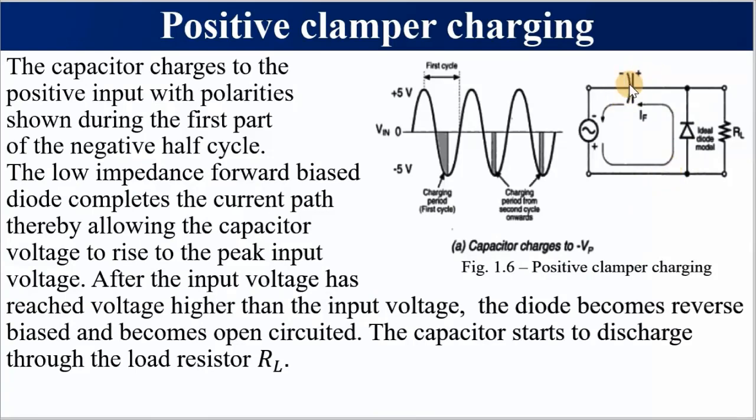For this diode to be reverse biased, this voltage has to be higher than this, so that this will be at a higher potential than this. And when that happens, the capacitor starts to discharge through the load resistor RL. And how does it discharge? It discharges in this direction, in the opposite direction in which it was charging. We'll confirm that in the next slide.